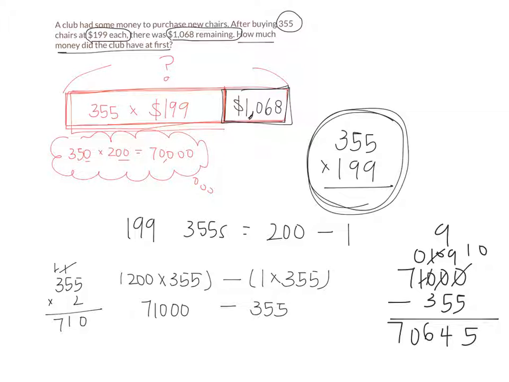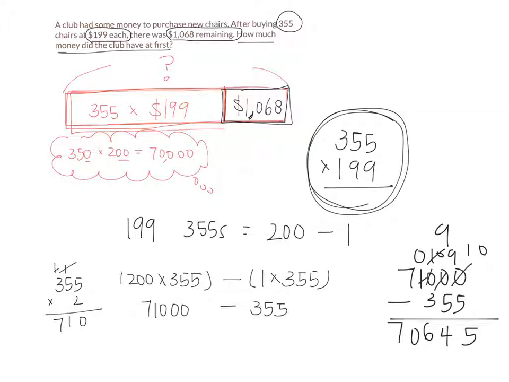So which way is faster? Which way makes more sense logically? This way, right? Do you see how Andrew uses the standard algorithm? There's nothing wrong with that, but do you see how using this mental strategy of taking 200 355s and we take away one of them is faster than using the standard algorithm? Yeah. Good. Andrew, did you get the same answer?